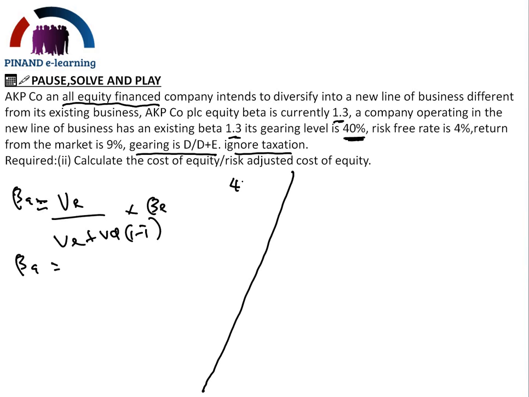So let me quickly calculate what it will be. They say gearing level is 40%, and you're telling me it's debt over debt plus equity. I will now break this into two. Debt will be 40, equity will be what? 50. Sorry, this will be 60, not 50. 40 plus 60 is 100, so that will be 60.